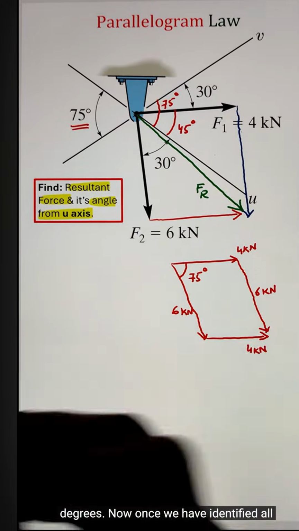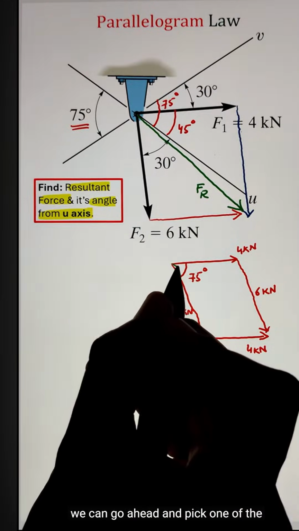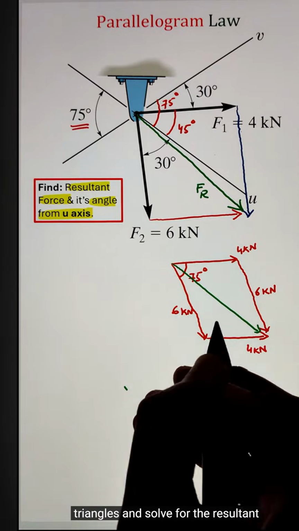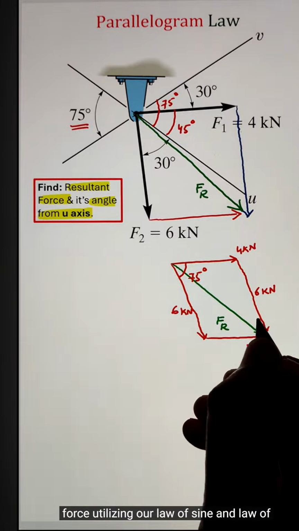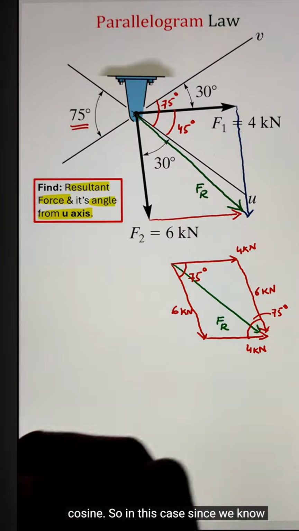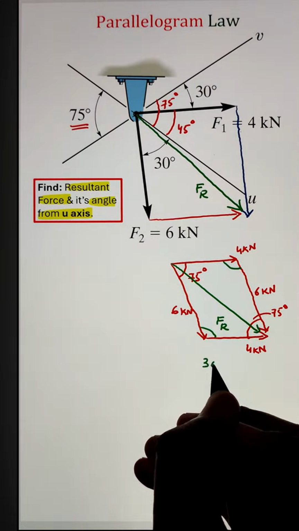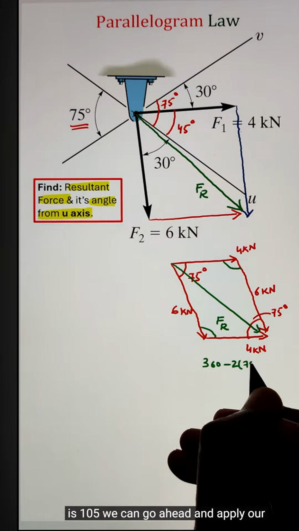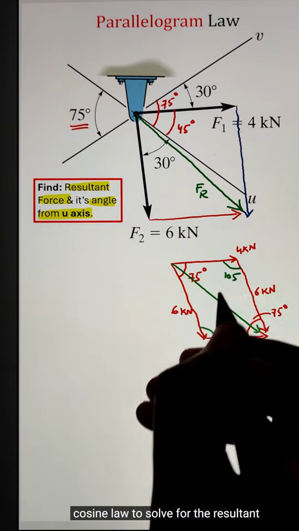Now, once we have identified all the internal angles of the parallelogram, we can go ahead and pick one of the triangles and solve for the resultant force utilizing our law of sine and law of cosine. So in this case, since we know the two forces of 4 kilonewton and 6 kilonewtons and the angle between them is 105, we can go ahead and apply our cosine law to solve for the resultant force.